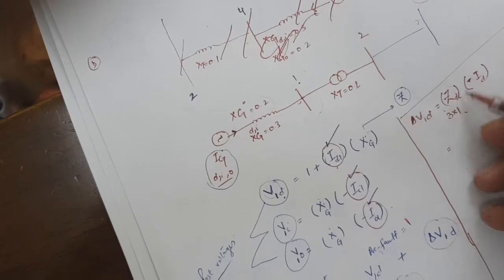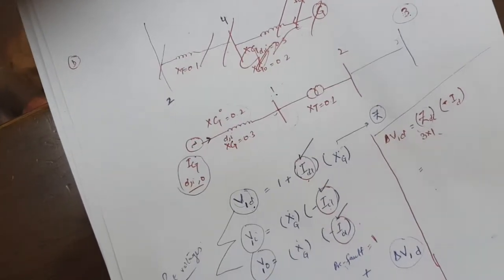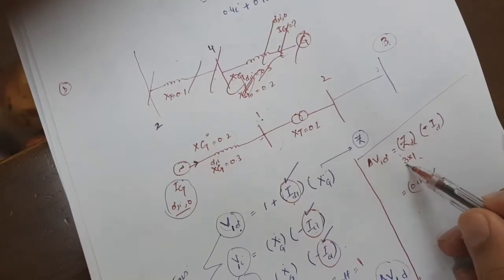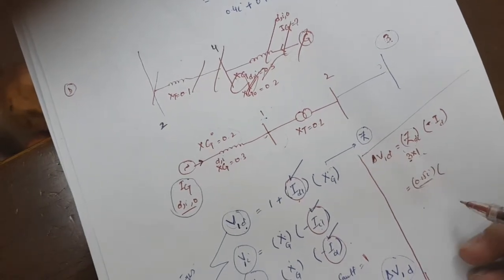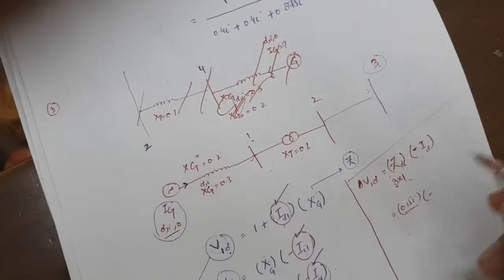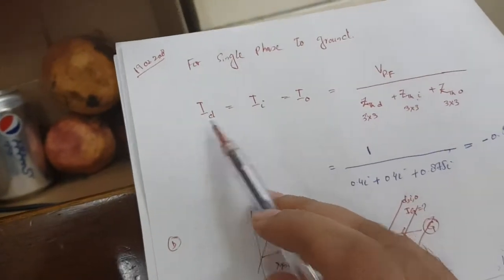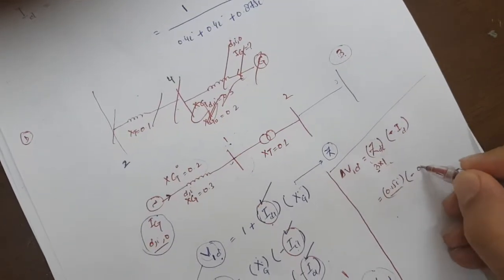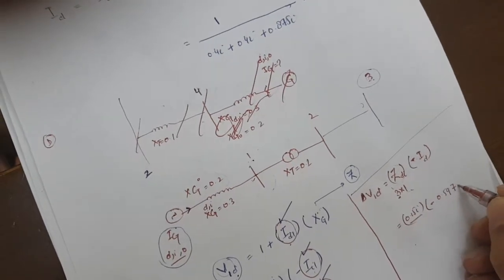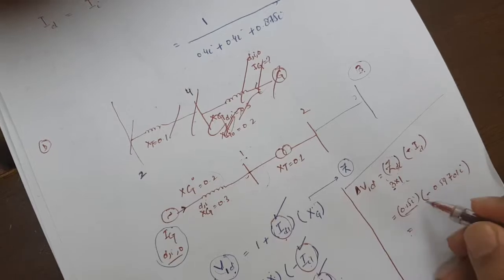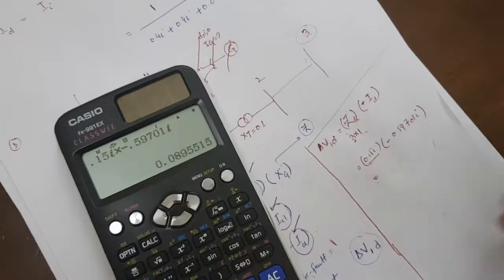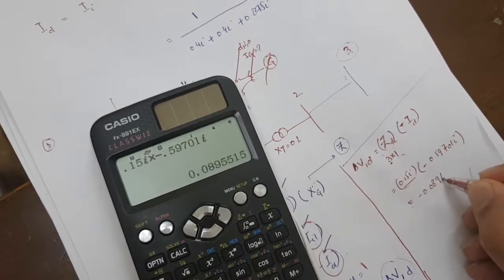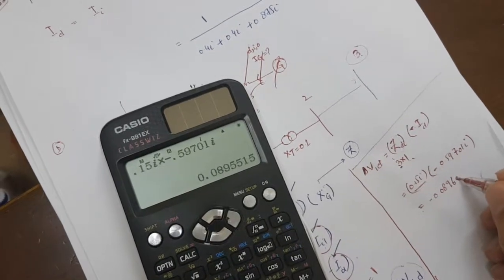So we have to find the value from the given question. In the given matrix, the third row, first column, we have 0.15 j. Now minus Id as we found before, it is 0.597, so minus 0.5970 j. By using the calculator, this will be 0.0896. It's not j.